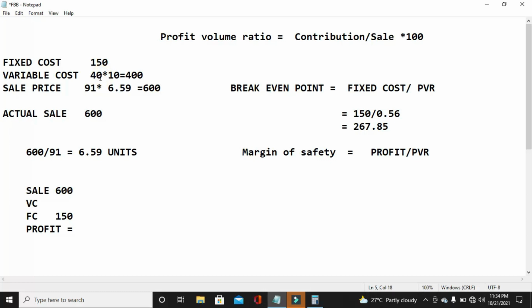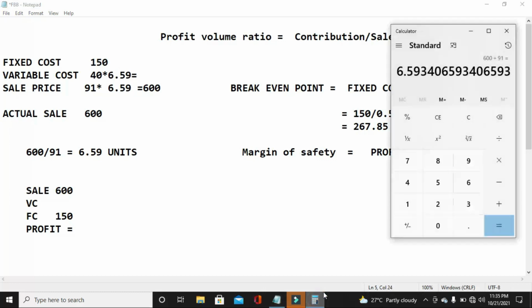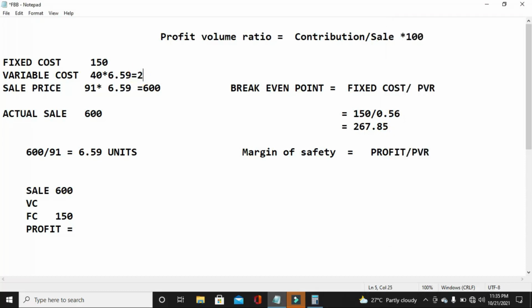is $40 per unit, and the number of units which have been sold here is 6.59. Okay, so the variable cost for 6.59 units is 6.59 multiplied by 40, which is 263.73. So this is the variable cost which we have consumed here. So let's find the margin of safety.